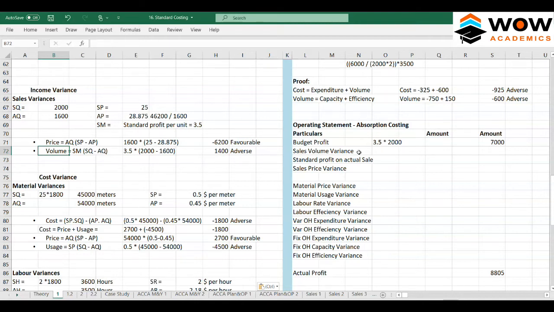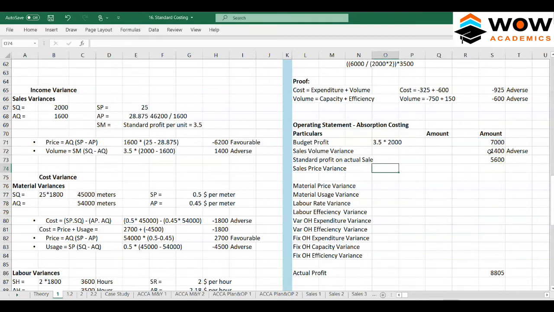Okay, so look at whether the volume variance is favorable or adverse. It is adverse, so you can put a minus symbol. It is 1400. So add that, and you will get the standard profit on actual sales. Okay, what is the standard profit on actual sales? You just have to add both the numbers, right? You got this number.